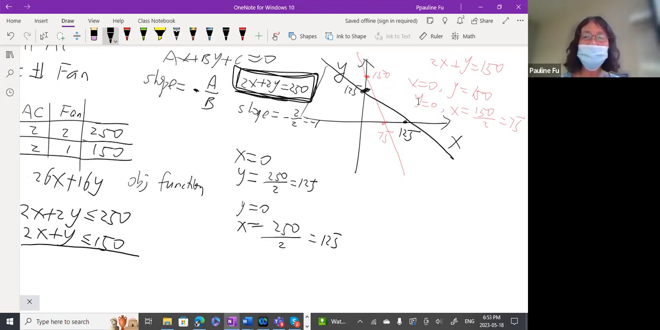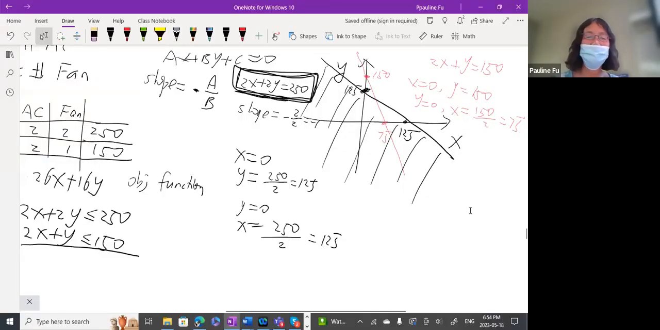Screen share, let me pause. Sorry, maybe I pressed some buttons. Okay, reshare my screen. Okay, and then 2x plus y smaller equal to 150, which part? It is this part here.